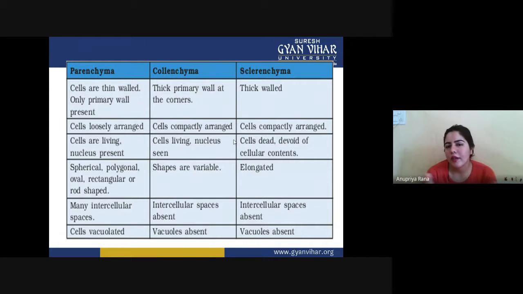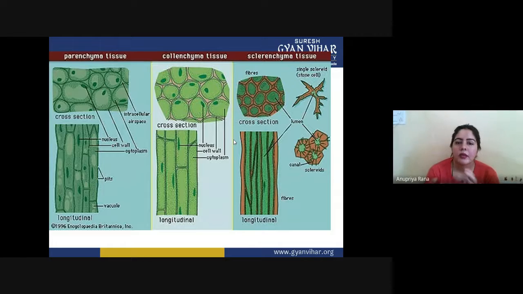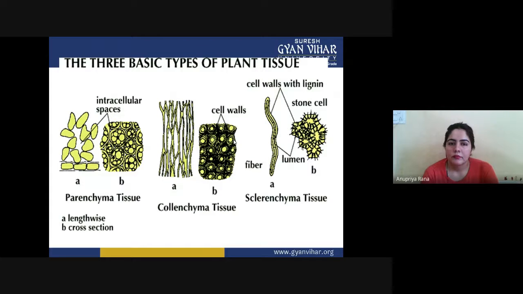So this is a summarized version. You can see the parenchyma, collenchyma, and sclerenchyma presented in this. This is the diagrammatic representation of all three tissues. You can be very clear. Although we already studied this individually, now you can see them and do the comparison between each other. These are also some modified versions and diagrams.